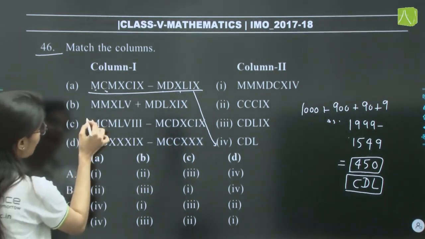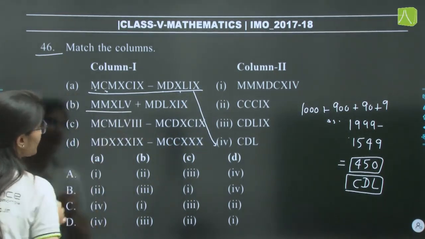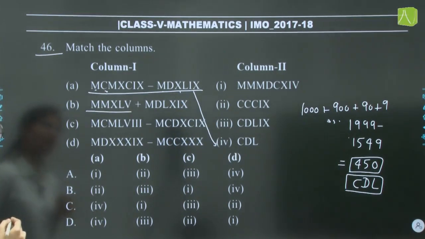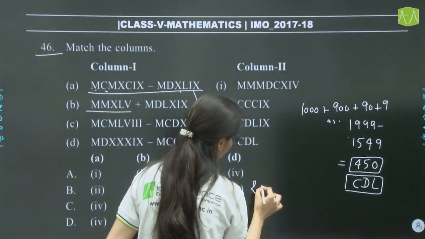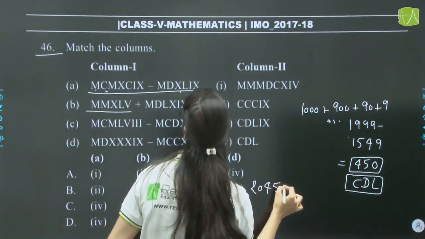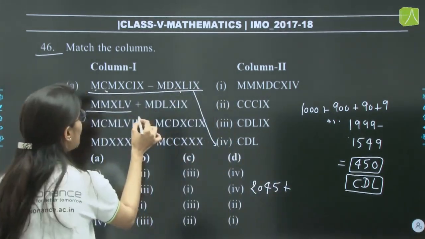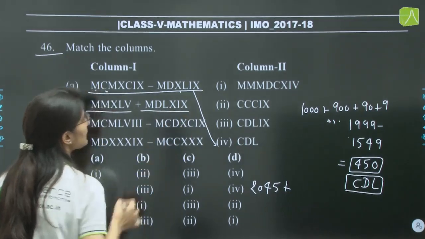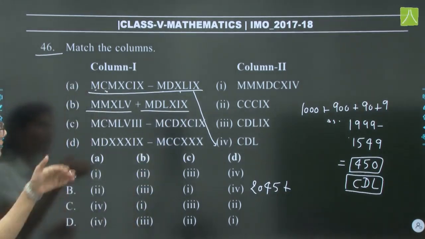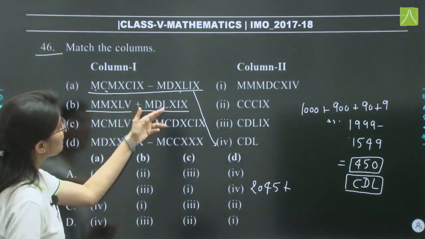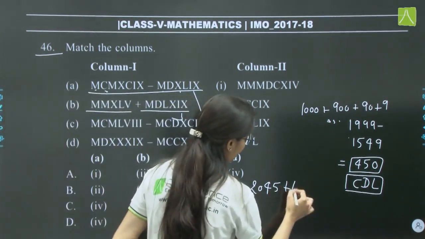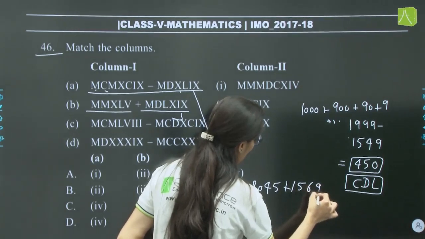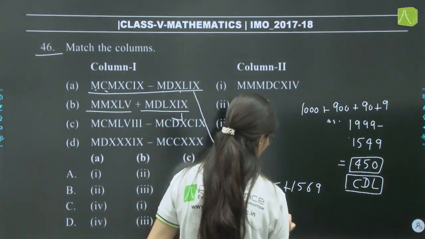So MMXLV. MMXLV means 2045. You can write this as 2045. And now you have to add this MDLXIX. So MDLXIX means 1000 plus 500, 1500, 60, then 9. So 1569. So you have to add this 1569, and now just add it.